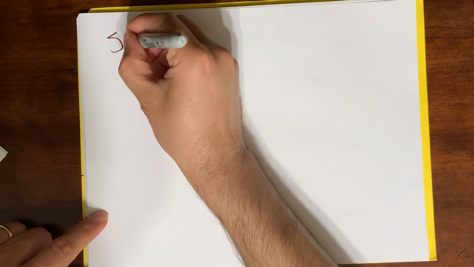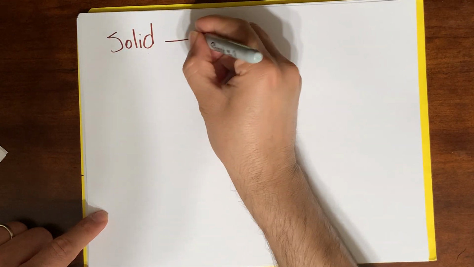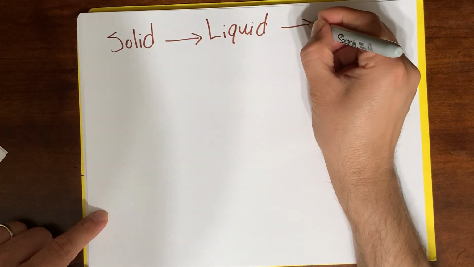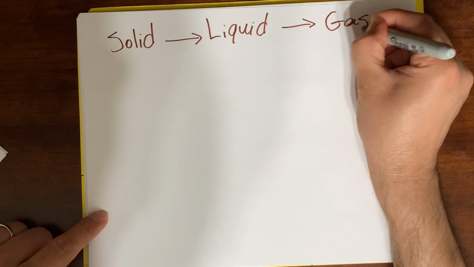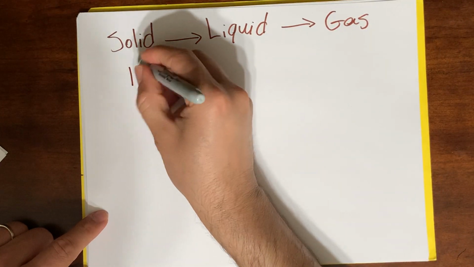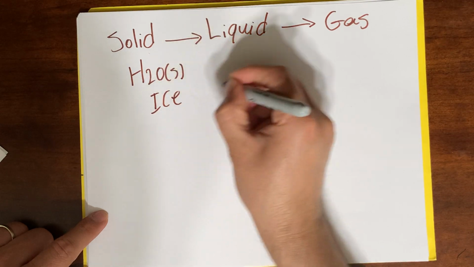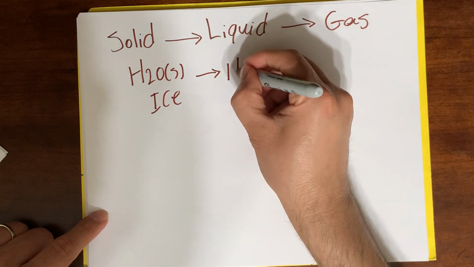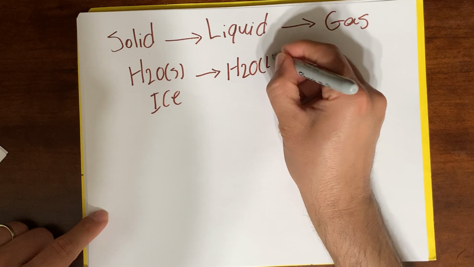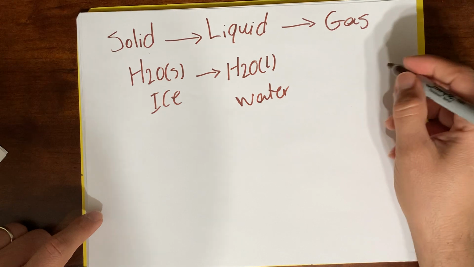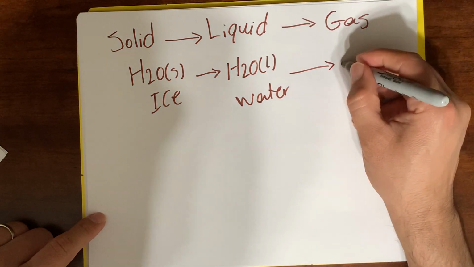Okay, entropy increases by moving from solid to liquid and then to gas. So if you have H2O solid, ice, you turn it to H2O liquid, say water. Then you turn it to gas.